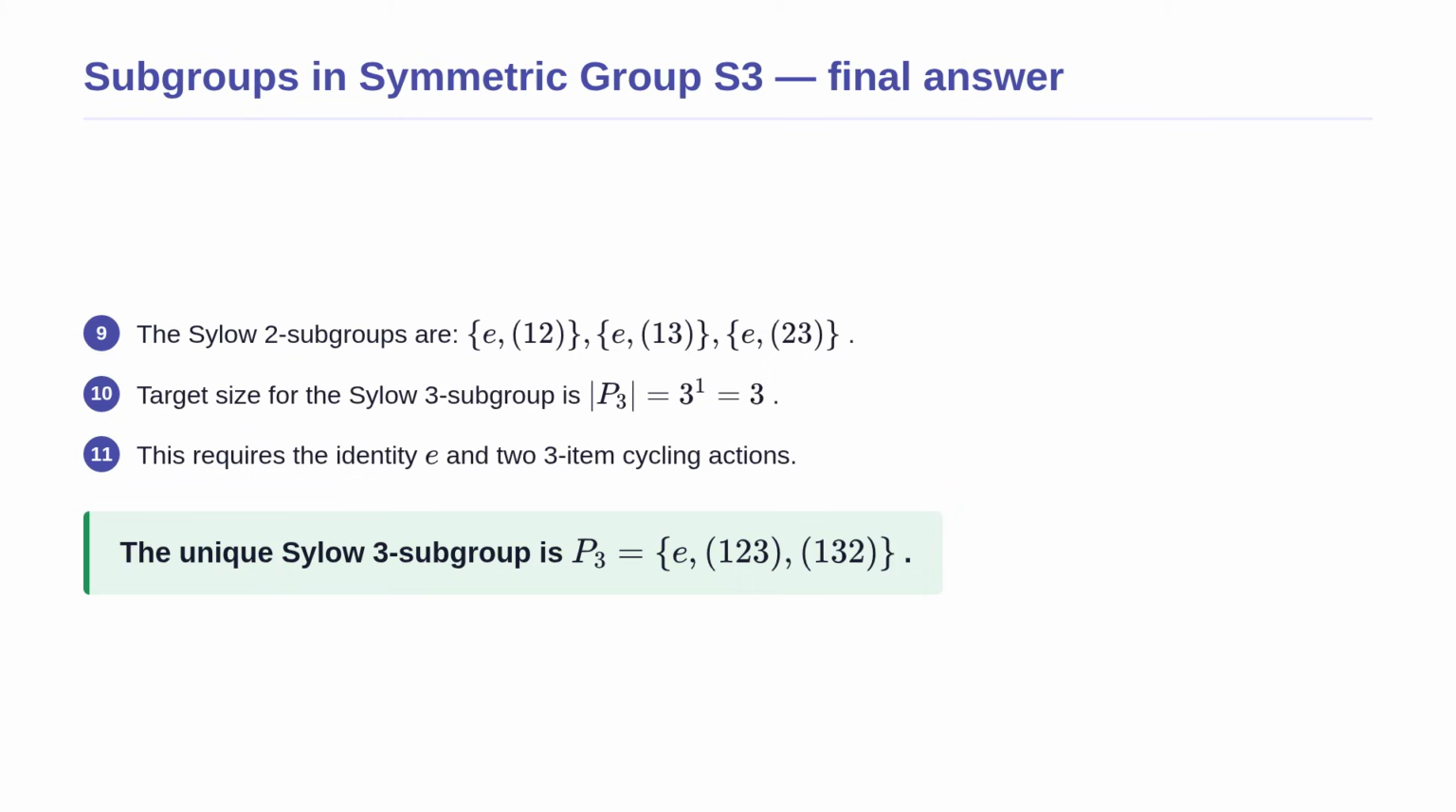Next, we establish that the size of the Sylow 3 subgroup must be exactly 3. This requires the identity element and 2 actions that cycle through all 3 items. We identify the single Sylow 3 subgroup containing the forward and backward cycles. Unlike the previous case, there is only one unique subgroup of this size. Physically, this shows us the exact fundamental shuffling symmetries hidden inside the larger group.